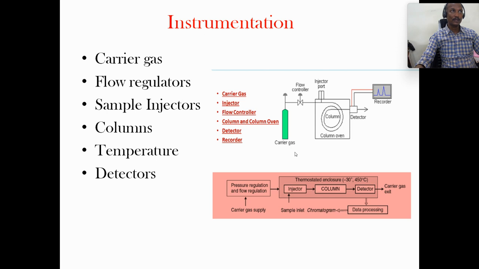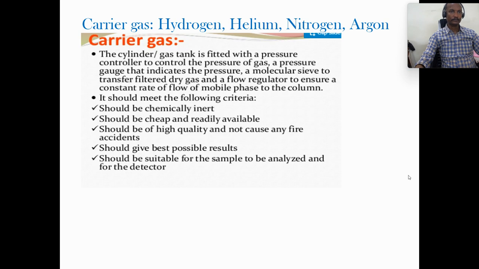The instrument that is used in gas chromatography is called a gas chromatograph. First, we will see what type of carrier gas is used in these cases. The major carrier gases used are hydrogen, helium, nitrogen, as well as argon. Next, what is the role of this particular carrier gas?